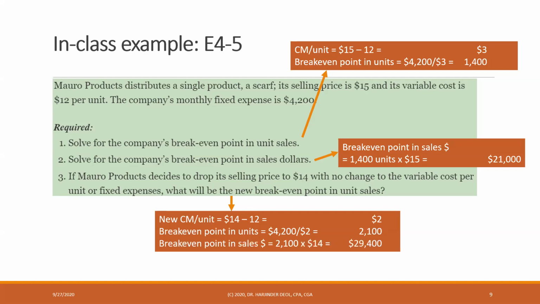So if we look at the break-even points in sales dollars, then 2,100 scarves at the break-even point multiplied by $14 of selling price, we will need to have total sales of $29,400 in order to cover all of our fixed cost. Okay, so at the break-even point, our net margin is going to be zero. There will be enough sales to just cover all of the variable cost as well as the fixed cost.